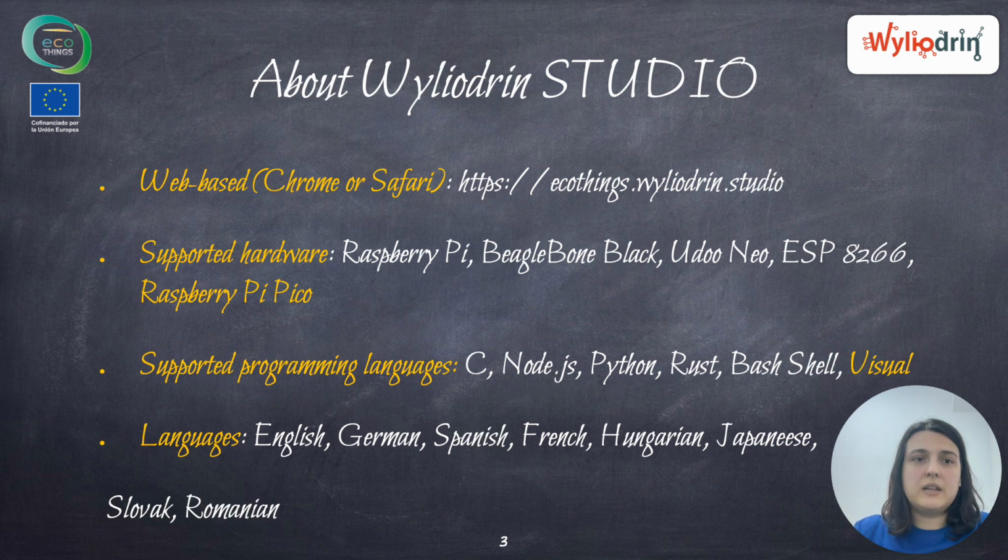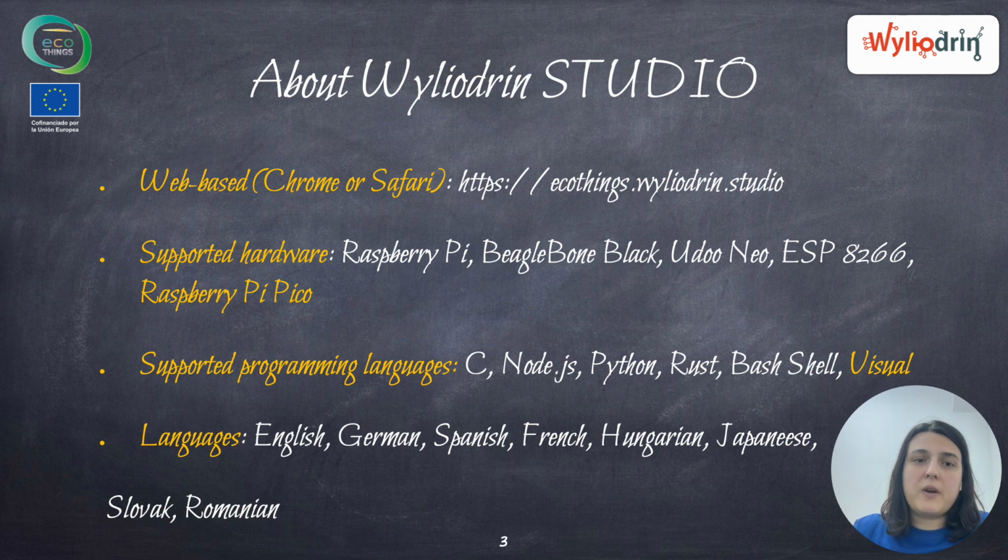Wyliodrin Studio is a web-based application that you can access at this URL. Please use Chrome or Safari to access it, as it needs to connect to your device, and these two browsers have this capability. In terms of supported hardware, basically the devices that you can program using Wyliodrin Studio, you can choose from the Raspberry Pi, BeagleBone Black, the Udoo Neo, the ESP8266, and the Raspberry Pi Pico. We will be using the Raspberry Pi Pico to showcase our applications in the next videos.